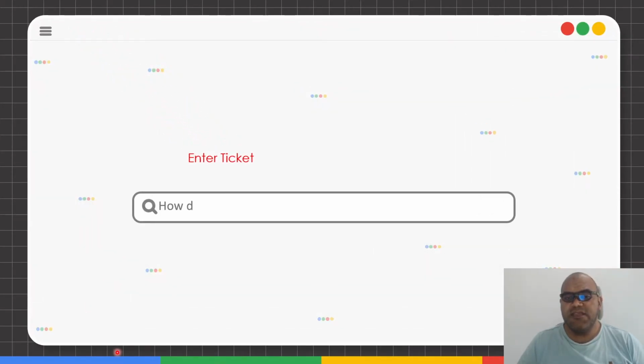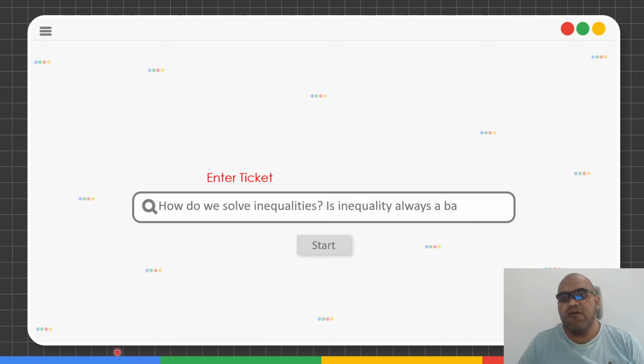Enter ticket, guys. Now, notebooks, please. Pause the video right now, take your notebooks and write down this question over here. How do we solve inequalities? Is inequality always a bad thing? Pause the video now and write down this question in your journal. Thank you very much, guys. Remember, here's our enter ticket, very important to start our lesson.